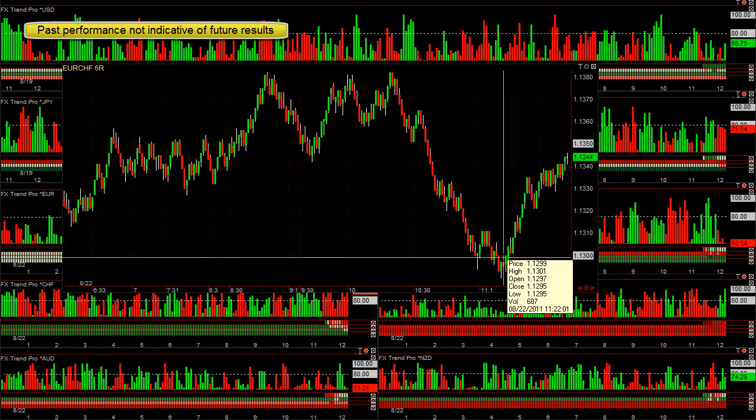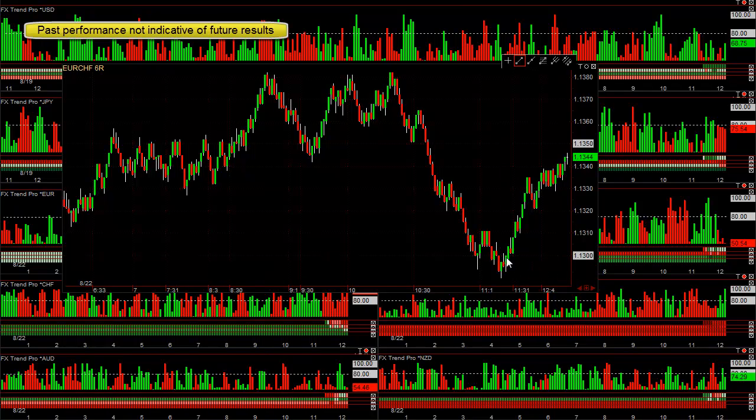That's somewhere right here near the bottom. Even if you didn't want to buy the little double bottom right here, you might have bought this 10-15 minutes later, and you can see it's up a nice 25 pips right there.